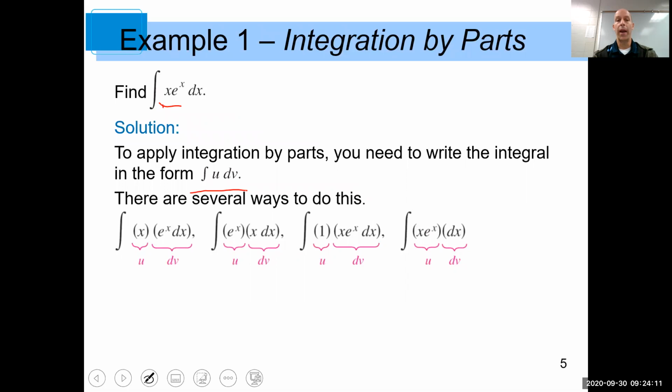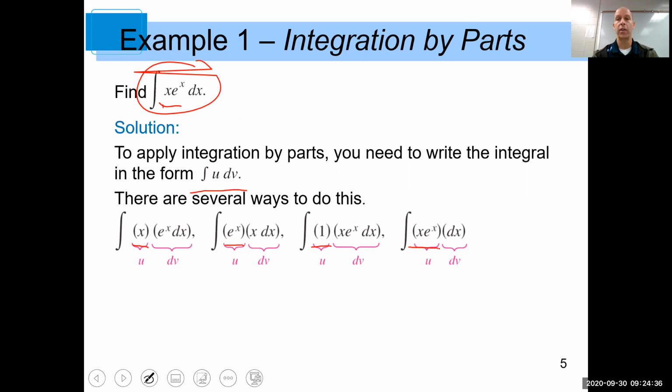Now there are several ways that we can think of this integral as being the integral of u dv. You could think of u as just being x. You could think of u as being e to the x. You could think of u as just being 1. Or you could think of u as being x e to the x. So there are 4 options right there. Everything else that's not u then has to be the dv. So which of these are we going to use?